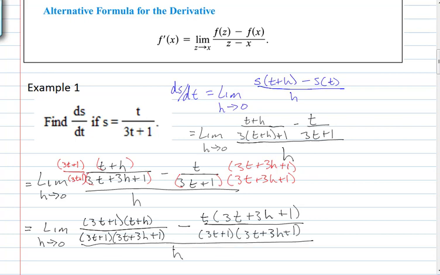Oh, yes, sir. So you cancel out the 3t plus 1? I stuck, you mean right here? Yeah. I stuck it in there so that I could have a common denominator.